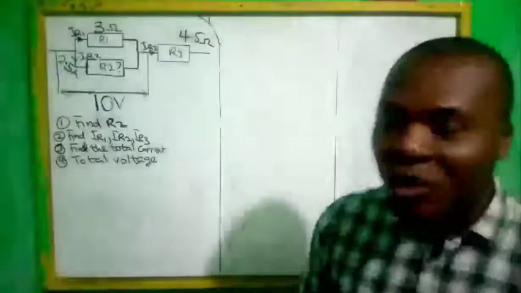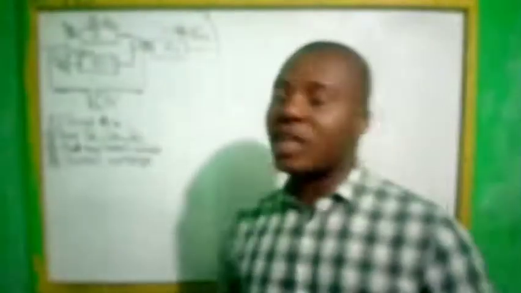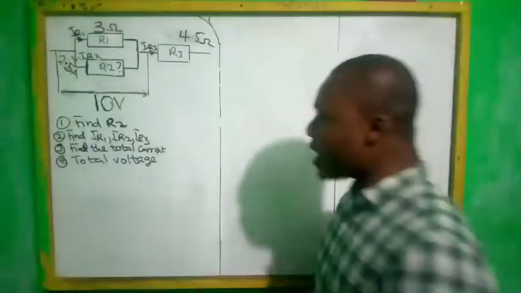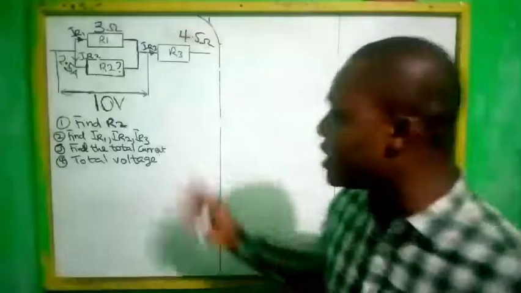Well, in today's video, I have a diagram on the board with three resistors. Two of them are connected in parallel and one of them is connected in series with the parallel circuit. Alright, so we can say this is what? A series-parallel circuit when it comes to resistors.